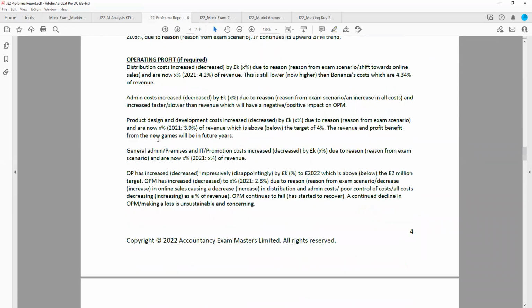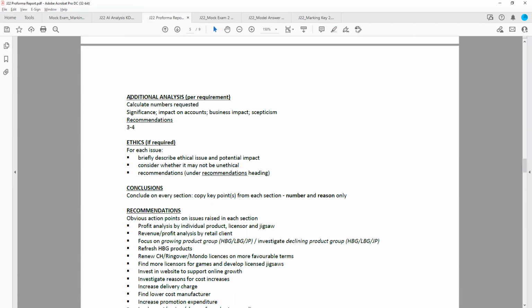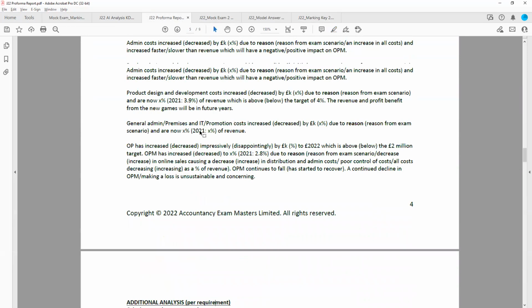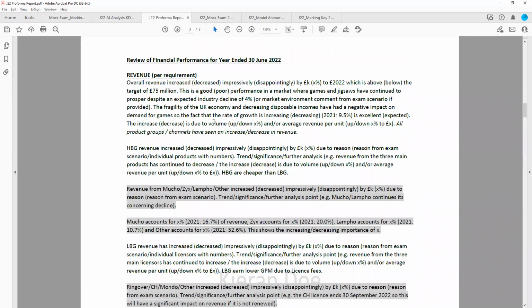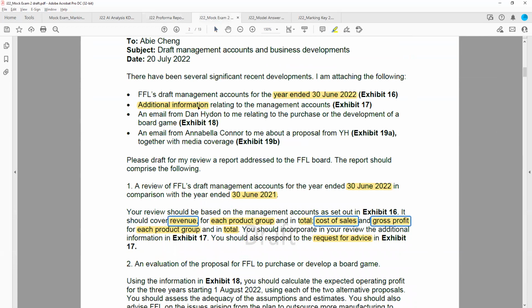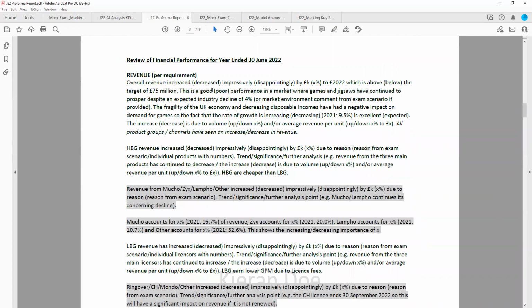And then we're obviously going to have a section. So we're not going to have operating profit, because we haven't been asked for that. But then we're going to have that additional piece of analysis, and we'll just call that request for advice, or whatever the issue is. And then we'll have our conclusions, and then we'll have our recommendations. So very useful to do that at the start, just to have a think through what exactly you're being asked for, and therefore what your sections will be on your report, and have a think about the marking key, so you can think about how much to have for each section.